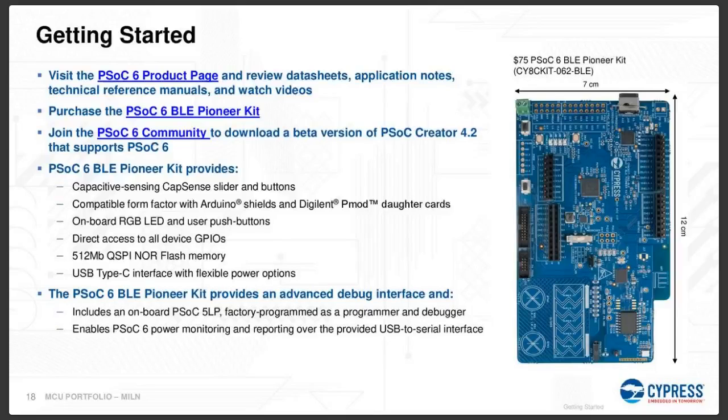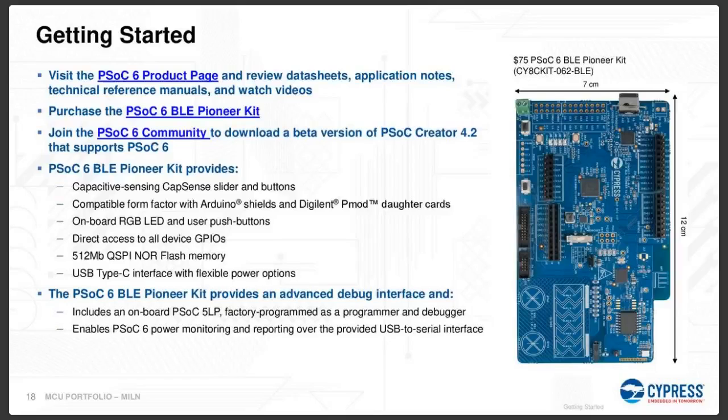We have a couple of different kits, development kits for PSoC. One is called the PSoC 6 BLE Pioneer Kit, which you can see in the right-hand side of this page. It's on our website, and you can see the cost. I believe it's $75 US. But this particular kit is a BLE-enabled device. It has the PSoC 6 BLE on the board.